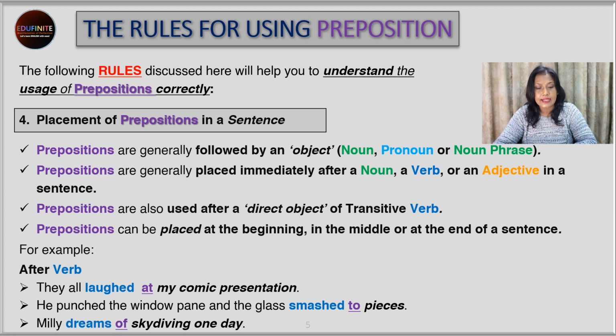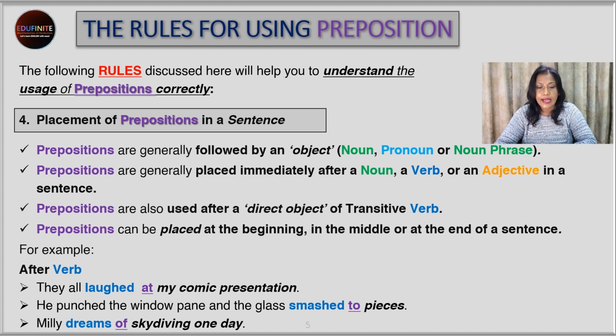Well, in the next sentence, Millie dreams of skydiving one day. So again, dreams is the verb and of is the preposition which is placed after the verb. And of what? The object is skydiving one day. So that's a noun phrase. Now this noun phrase is being attached to dreams by the preposition of.